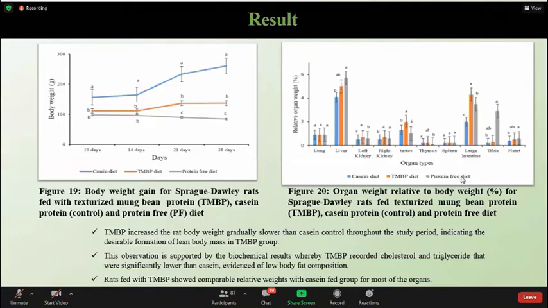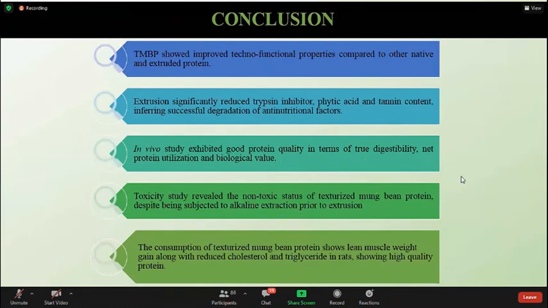So as a conclusion, texturized mung-bean protein showed improved techno-functional properties compared to other native and extruded protein. Basically, it gives a superior product as compared to other protein. And extrusion significantly reduces all these anti-nutritional factors like trypsin inhibitors, phytic acid, and tannin content. It was done in vivo, and exhibited good protein quality in terms of true digestibility, net protein utilization, and also biological values. And the toxicity study revealed non-toxic status of the texturized mung-bean protein.